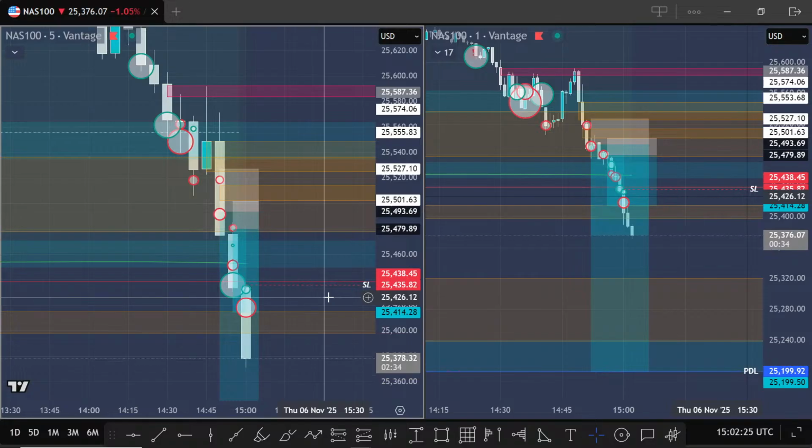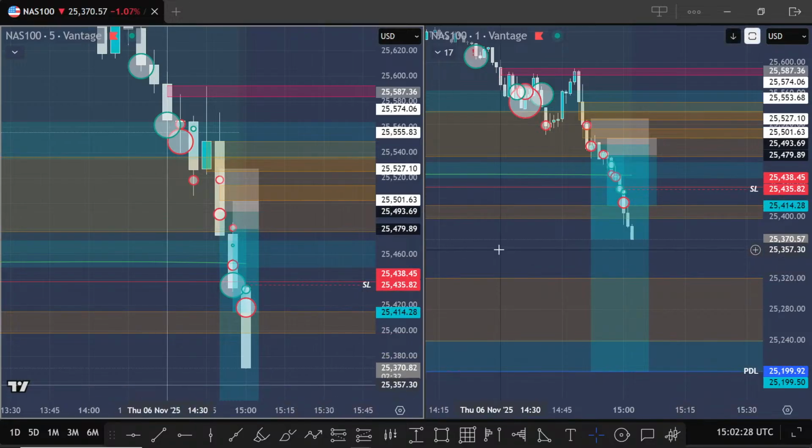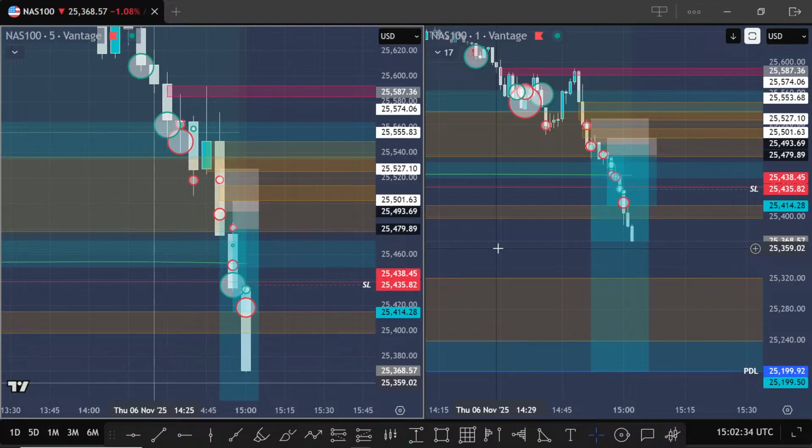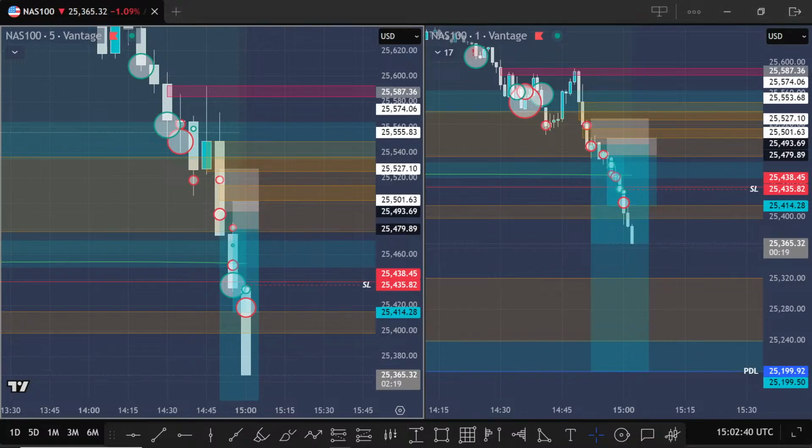I've said it to myself before, and I'll say it again, but it really does help me doing Euro USD in the morning and then NAS100 in the afternoon for my daily trading strategy.